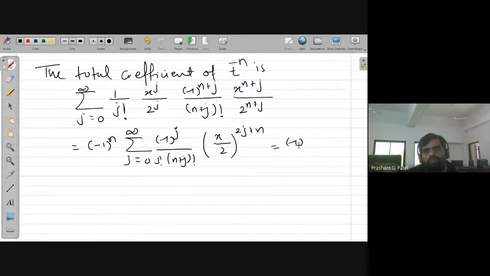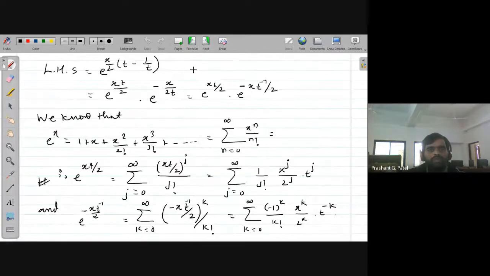So that is minus 1 raised to n into Jn at x. So hence your LHS is summation n running from 0 to infinity. So what we have is this. LHS is this into this.